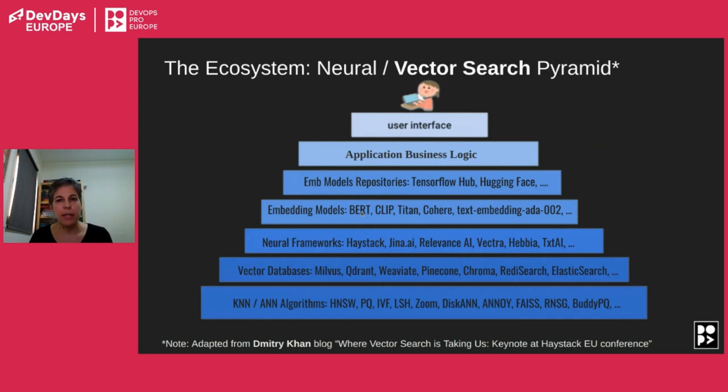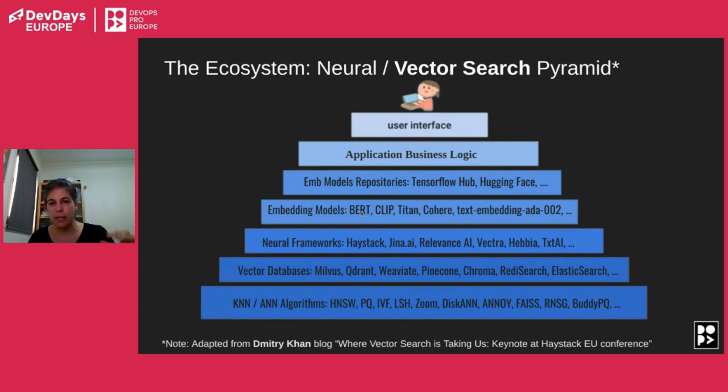So what is the ecosystem that can help me bring these applications faster to production? For neural search or vector similarity search, which is another way of injecting AI into your application, this is the ecosystem pyramid. It's adapted from Dmitry Kan's blog, where vector search is taking us. And on the bottom, the KNN, ANN algorithms, approximate nearest neighbor. Instead of comparing against every vector, you have much more efficient algorithms.